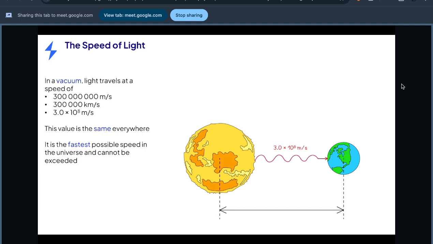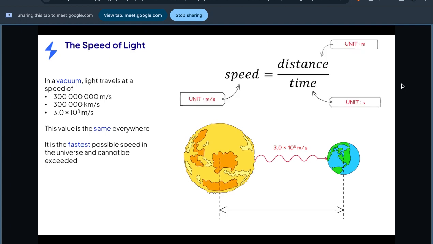Calculations involving light years require the use of the familiar equation speed equals distance over time. For example, light from the Sun takes 8 minutes to reach the Earth, which is at a distance of 1.5 times 10 to the 11 meters. Take some time to get familiar with your calculator if you haven't already. Using the scientific notation button will save you a lot of time compared to typing out every zero.